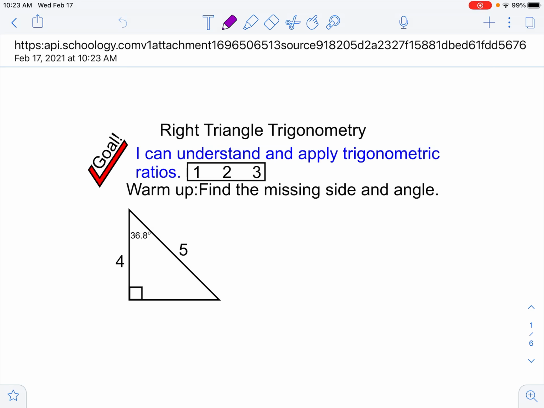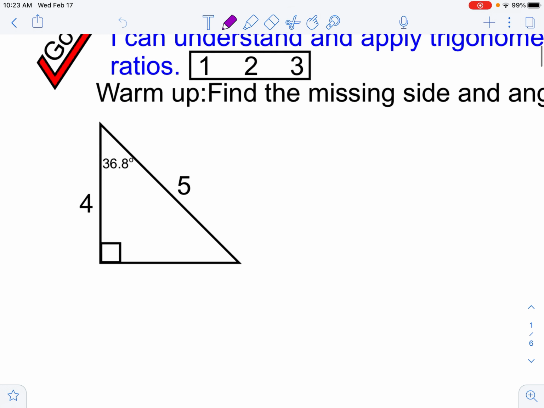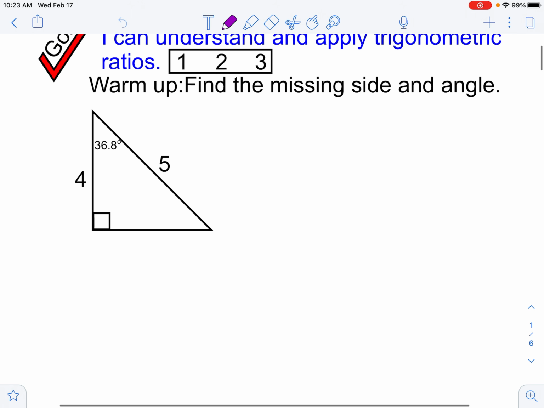Right, so today we're going to learn about right triangle trigonometry. We have one goal for today: I can understand and apply trigonometric ratios. I would give yourself a 1 unless you took a geometry course at a former school. Okay, so here's our warm-up. Find the missing side and the missing angle.